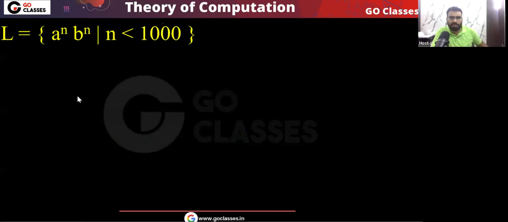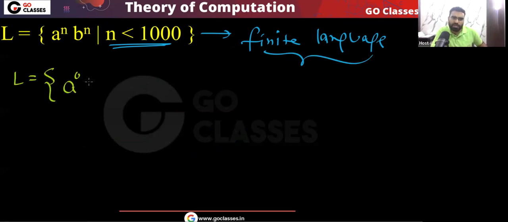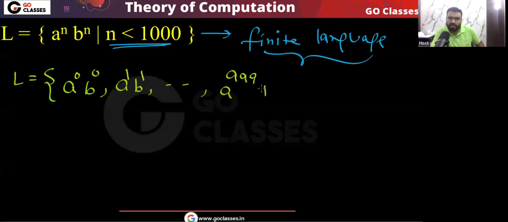This is regular because this is a finite language. Here n is less than or equal to 1000, so this is actually a finite language. In this language, we have a finite number of strings. Yes or no? We have a power 0, b power 0, a power 1, b power 1, and so on, up to a power 999, b power 999. That's it. This is a finite language. Is this clear?